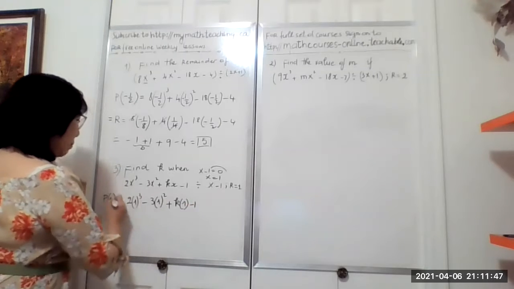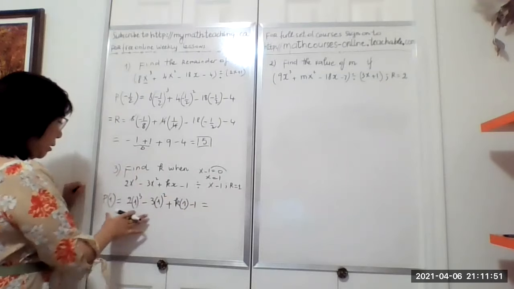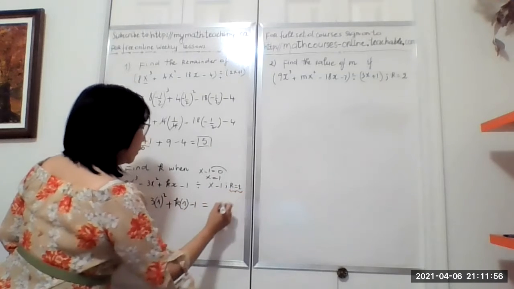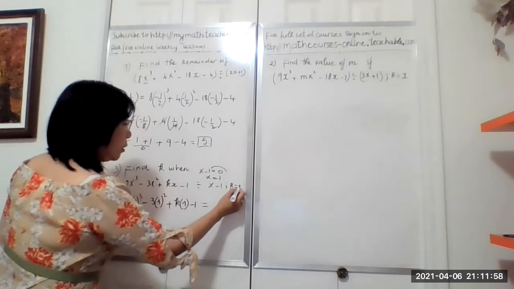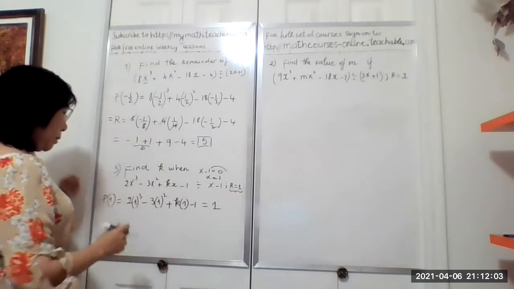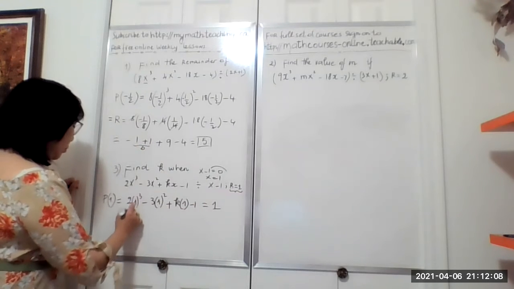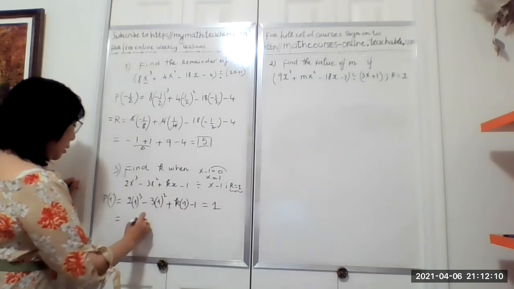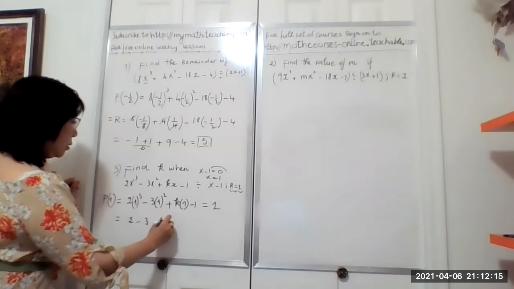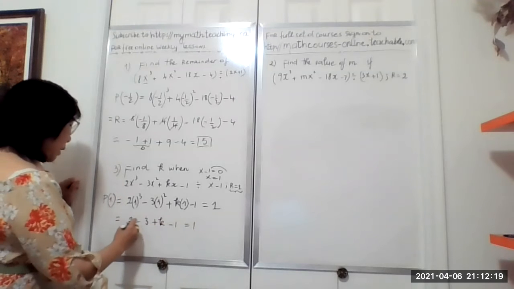And remember, with this remainder theorem, the value of the remainder will be equal to the given information here. R equals 1. So we substitute the remainder into this expression. So now we have 2 minus 3 plus k minus 1 equals 1. Now what we do is solve for k.